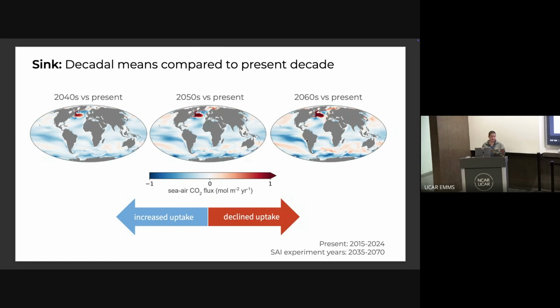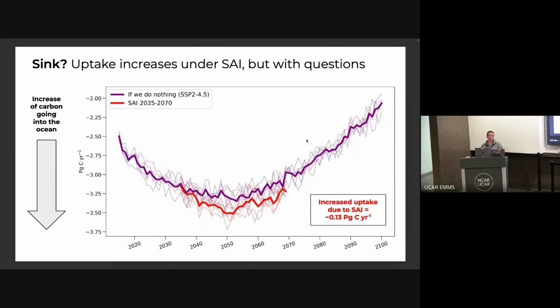So one more results slide, I'm going to show a time series of the rate of change in air-to-sea CO2 flux from 2015 to 2100. Along the x-axis is time, and I'm using the SSP 2-4.5 as the control run in purple, which I've labeled the "if we do nothing" curve, compared to if we deploy SAI in red. Carbon is now in petagrams per year as a rate, and the more negative the values get down the y-axis indicates more carbon going into the ocean.